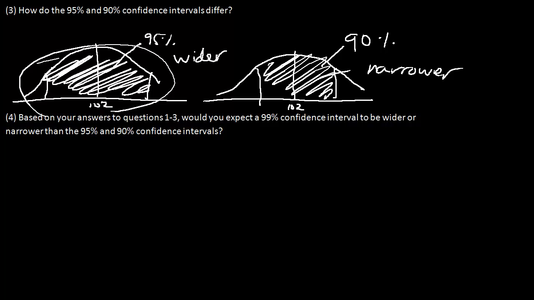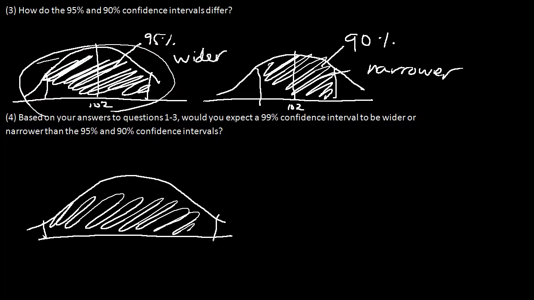Based on your answers to questions 1, 2, and 3, would you expect a 99% confidence interval to be wider or narrower than 95%? I don't know what it's talking about. I don't get the purpose of this question. Of course it's wider, and I don't know what it's asking.